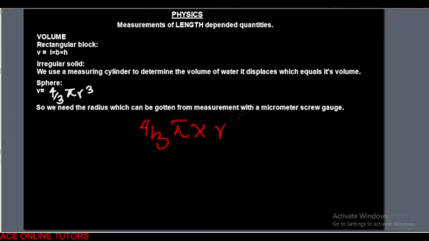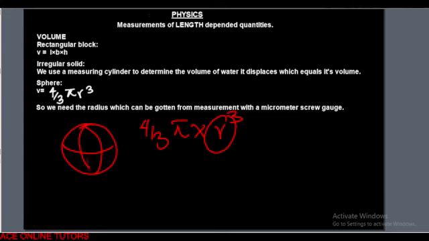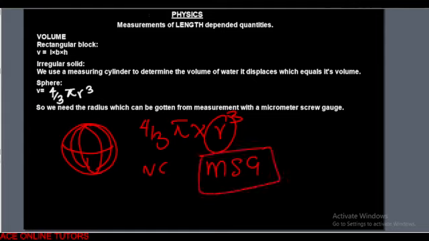So what you just need to get now is the radius. How do you measure the radius of a sphere? A sphere is just like a ball. So how do you get the radius of the sphere? You can use either your vernier caliper to measure it, or you can use the micrometer screw gauge. But which one is going to give us a more accurate answer? The micrometer screw gauge will give us a more accurate answer. So we use the micrometer screw gauge to get the radius.